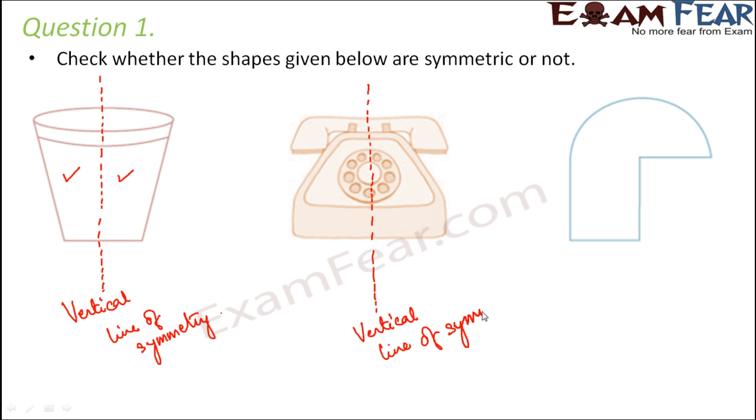Now let's move on to the third one. Here, do you think it has a vertical line of symmetry? Well, not really, because no matter wherever you draw a vertical line, that's definitely not going to divide it into two equal halves. So does it have a horizontal line of symmetry? Well, to be honest, even a horizontal line cannot divide it into two equal halves. So basically, this figure is not symmetric because there is no such line which can divide it into two identical parts. So it is not symmetric.